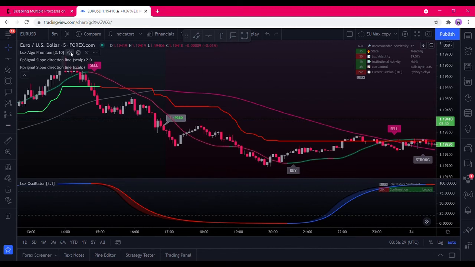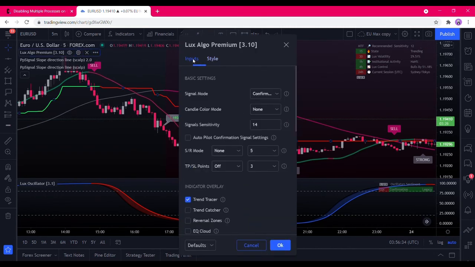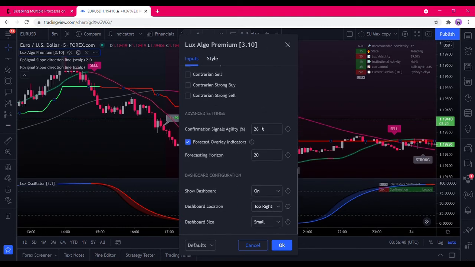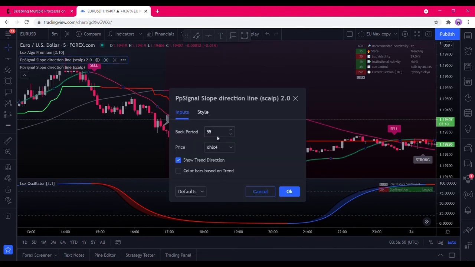And now the rules are done, now the settings. So this is Lux Algo. Get the 3.10 version. So we got signal sensitivity is on 14, and then confirmation signals agility is on 26. I think this is the stock setting, but it was performing really good. I tried it at 30 and I tried it at a few other things, but it didn't perform the same.